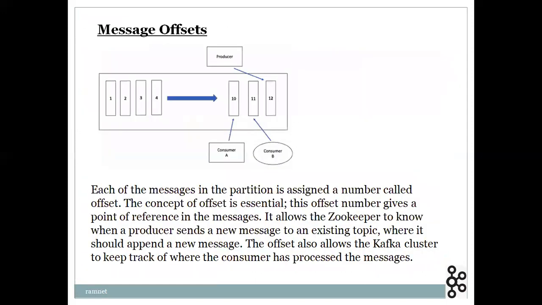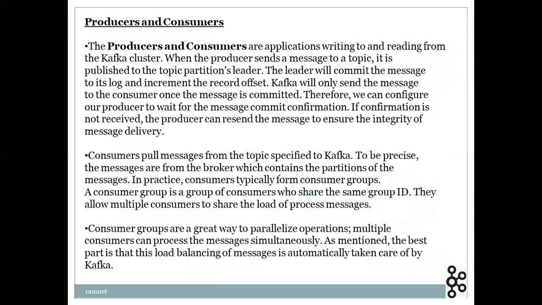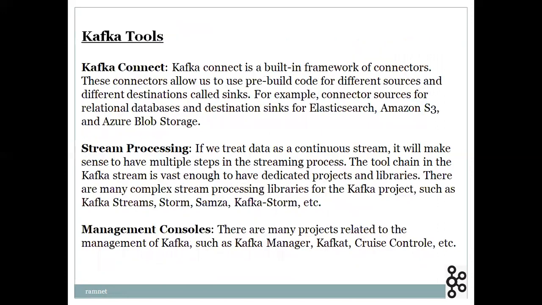The last one, message offsets. When the broker, or Zookeeper, is receiving the message, it is going to assign some ID to that. And last, the producers and consumers. Producers are going to produce the data, and the consumers are going to pull the data from the broker. This much. This is how Kafka operates.